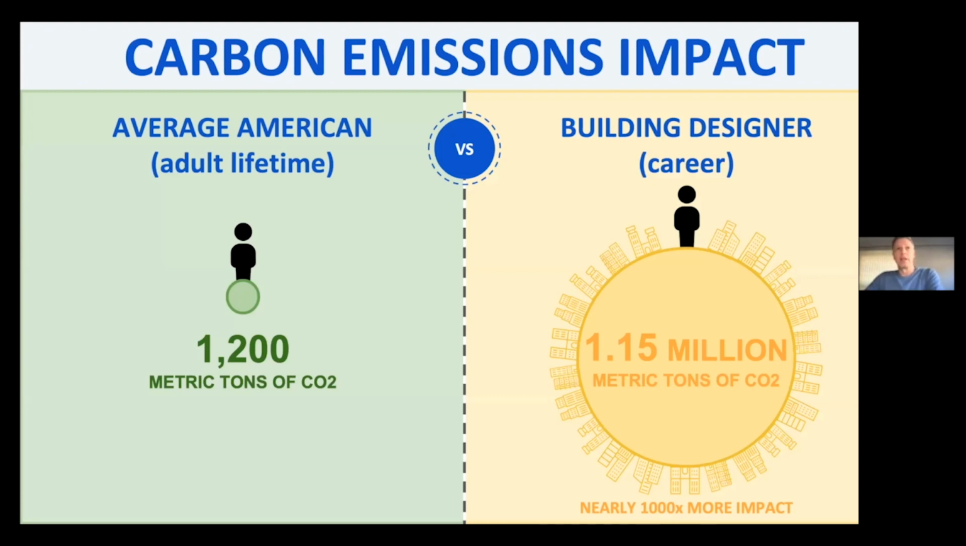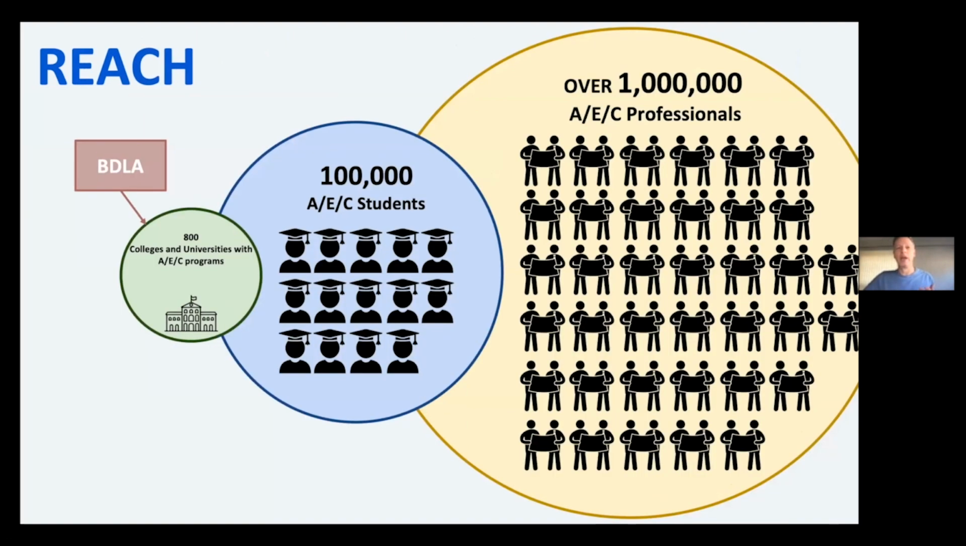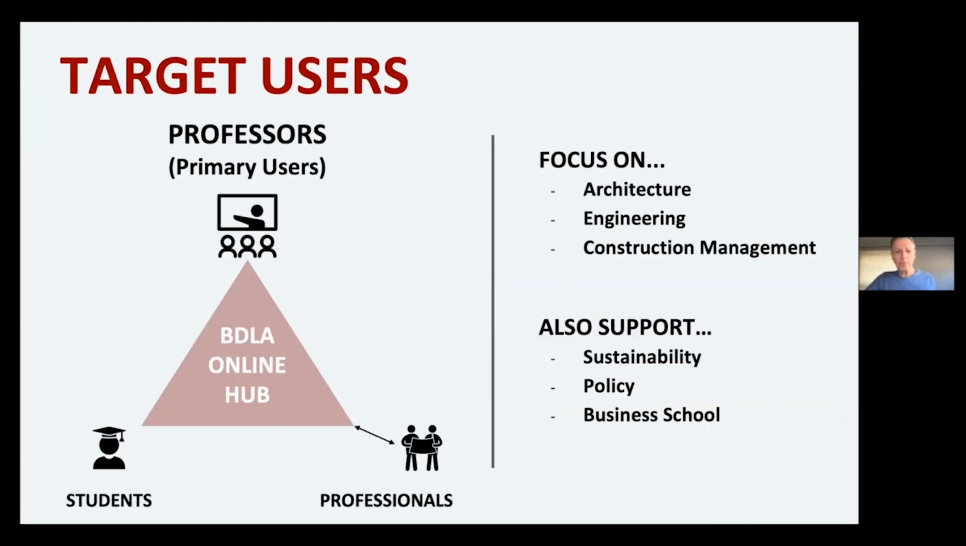A reflection that Peter had is that, based on his analysis, the average American is responsible for about 1.2 thousand metric tons of CO2. But the building designer over his or her career affects 1.15 million metric tons through the decisions they're making. So I think that was, for me, a really interesting way to look at this. Sorry if I'm late to the party here. Just the impact building designers have, hence the title of my presentation. And hence the importance of trying to educate a few students to then hopefully affect the professionals when they go into those practices.